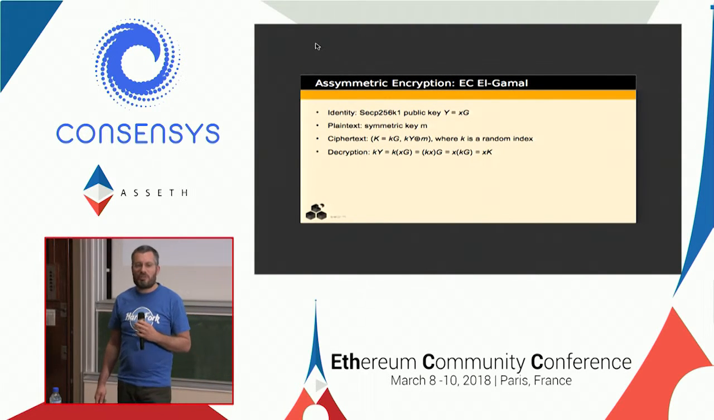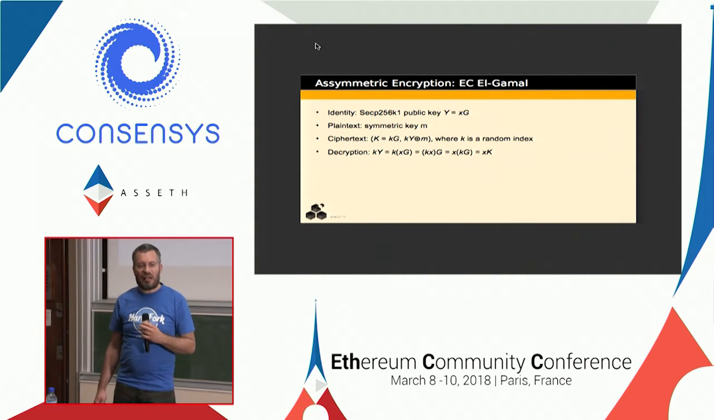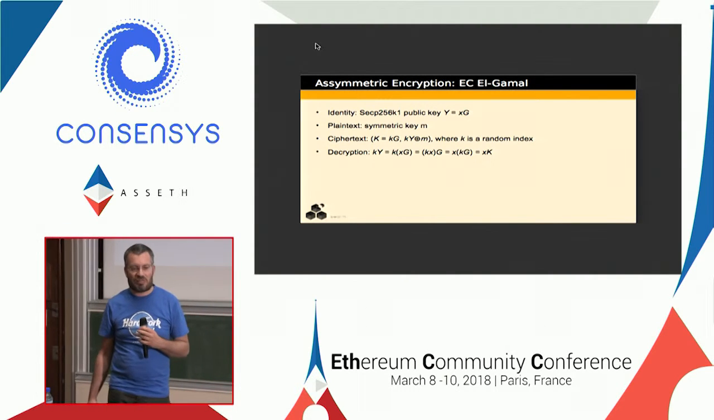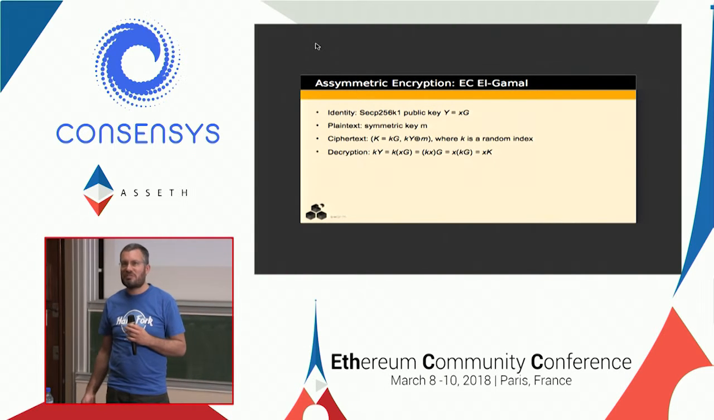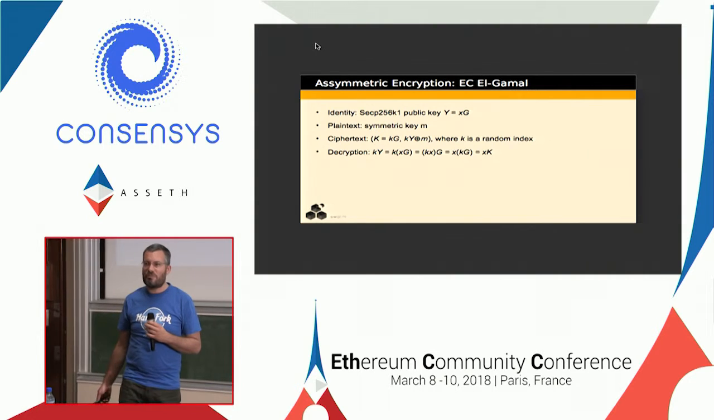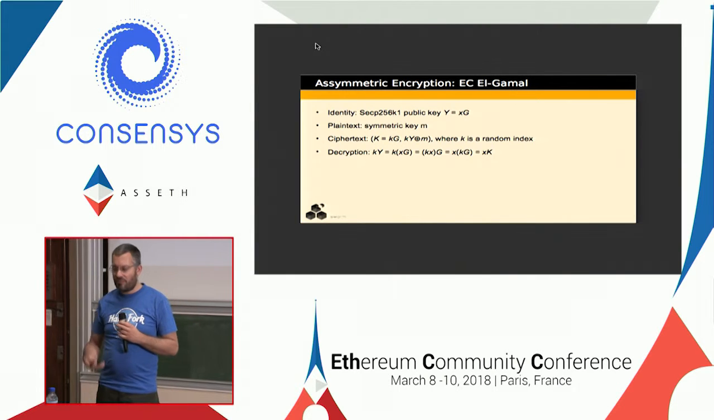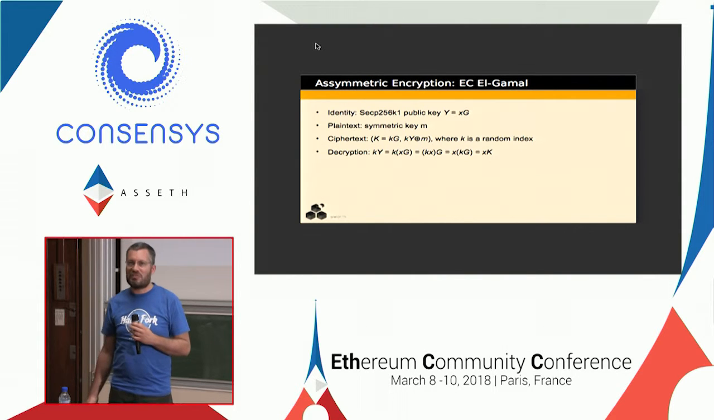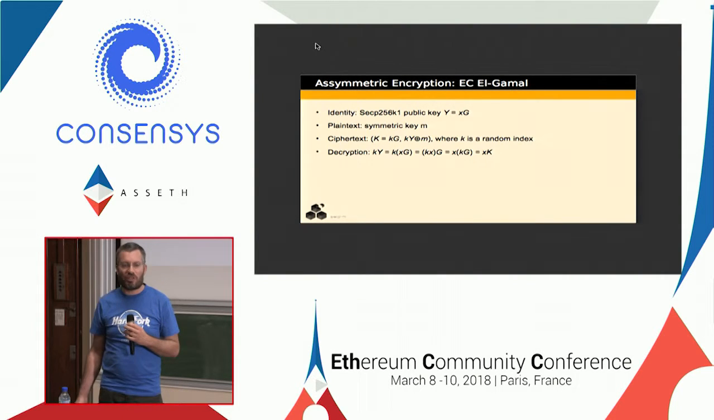So the cryptographic primitive that we use here is the elliptic curve version of ElGamal encryption, which means that the identity is the secp256k1 public keys. It's the same public keys that are used for Ethereum addresses. You can keep the corresponding private keys in hardware wallets. Adding Swarm decryption functionality to any of them is a trivial matter because it uses the exact same cryptographic primitives as Bitcoin or Ethereum and the vast majority of other blockchains.